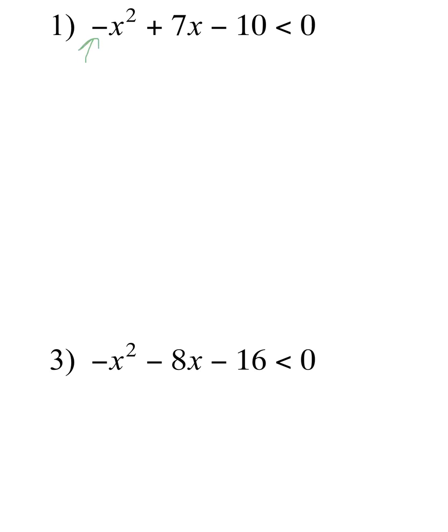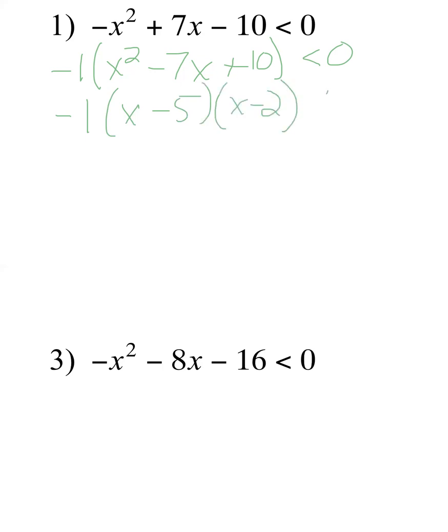But anyway, I'm looking here. I don't like that a is a positive 1, so I'm going to start by factoring out a negative 1. And then I can factor that trinomial in there. So factors of 10 that add to be a negative 7 are going to be a negative 5 and a negative 2. Okay, so I have this thing factored, and if I were to set my factors equal to 0 and solve, I would get a positive 5 and a positive 2. So the positive 5 and the positive 2 are my two critical values.